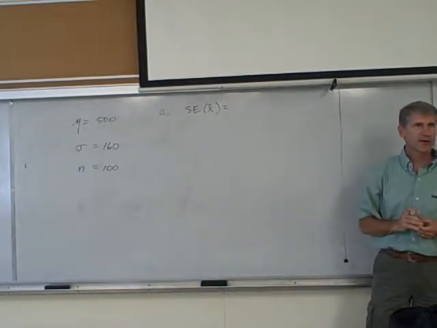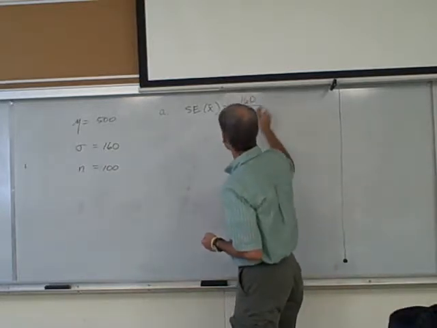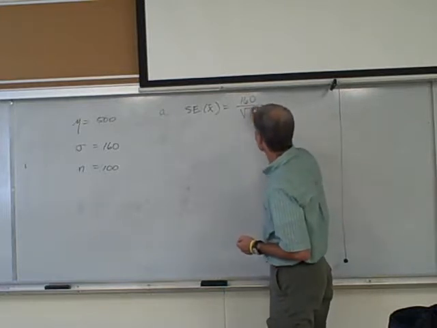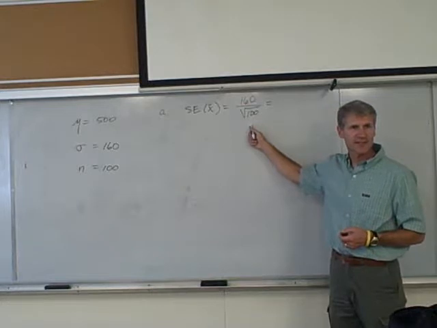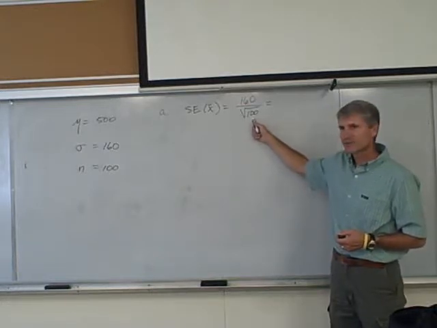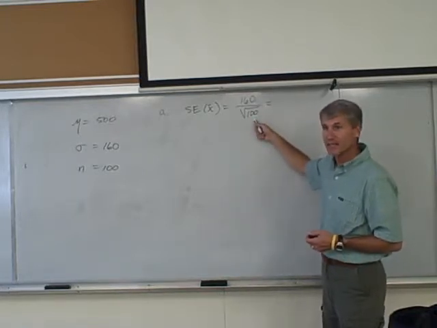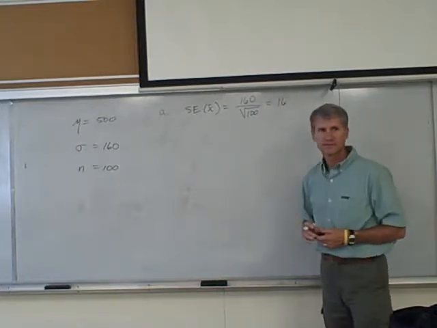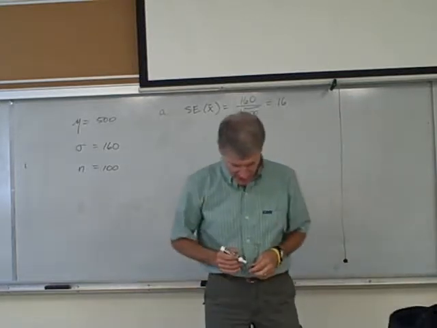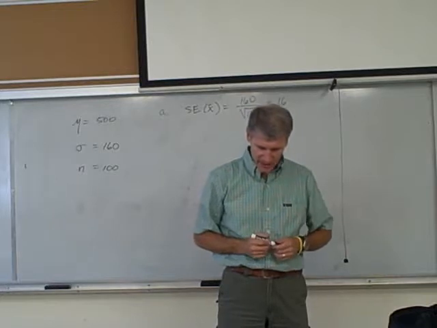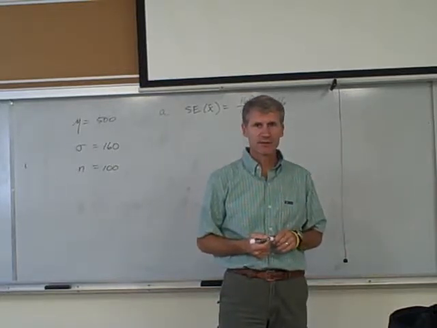So how do I compute the standard error of x bar? Well, you take sigma, which is 160, divide by the square root of the sample size. Now they were nice to use 100 because that's a nice perfect square. So I can take 160 divided by 10 and I get 16. So they say show that it's equal to 16. So there you go. Part B says explain why it's almost certain that the sample mean will fall within 48 of 500.